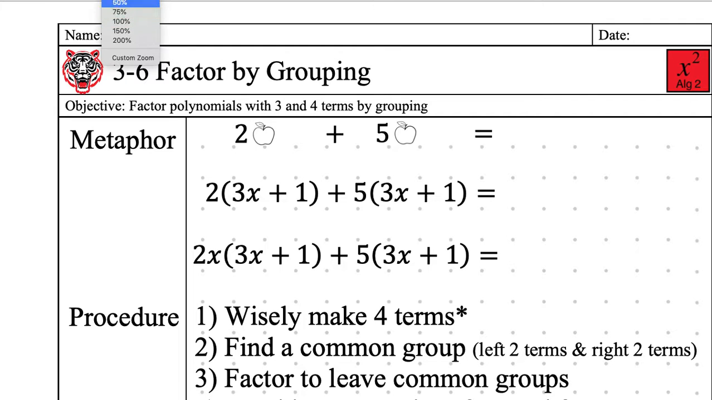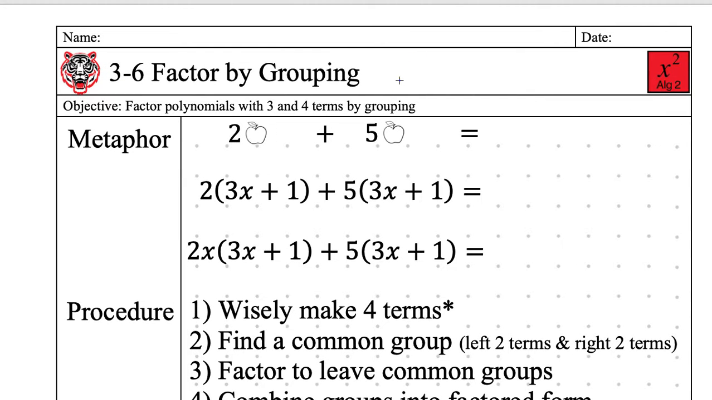Alright, this is Algebra 2, Lesson 3-6. Today's date is Thursday, October 17th, 2019. I'm recording this a day early because I am at a tech meeting.